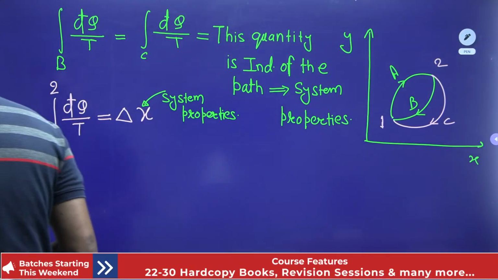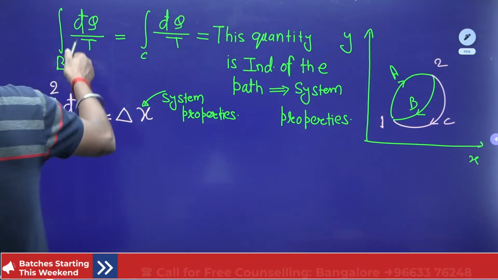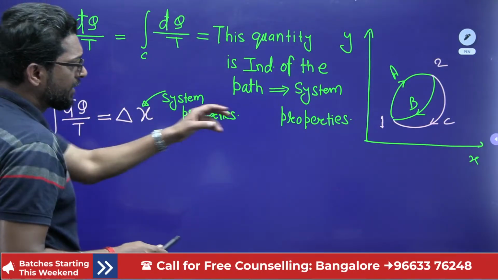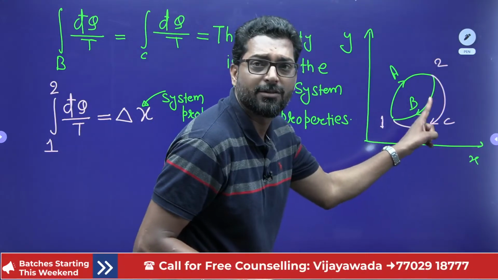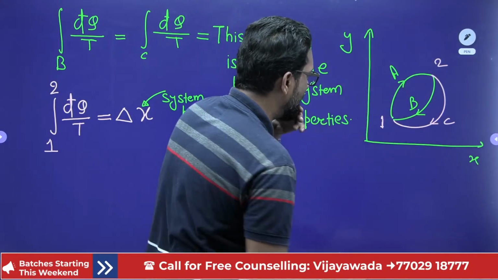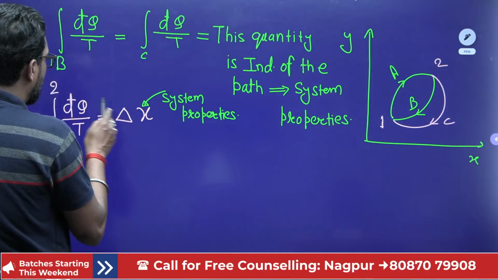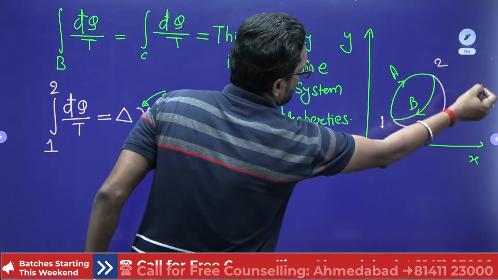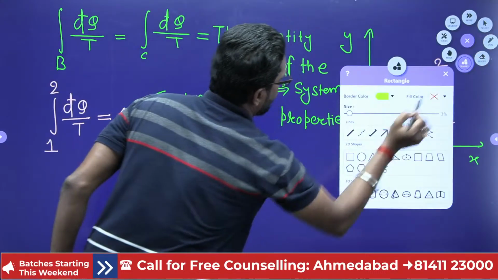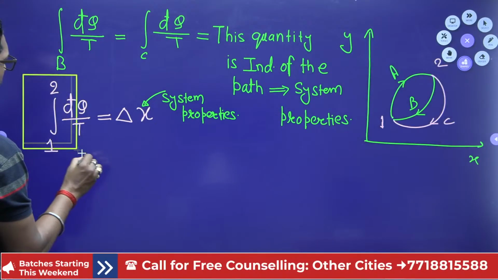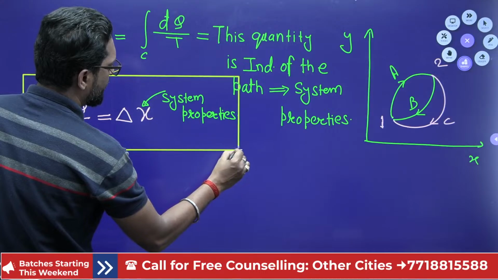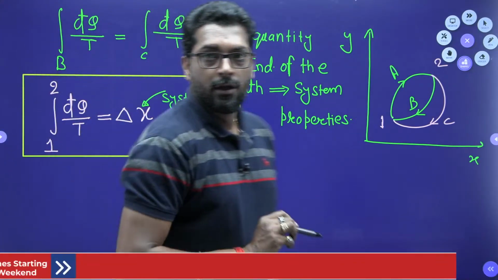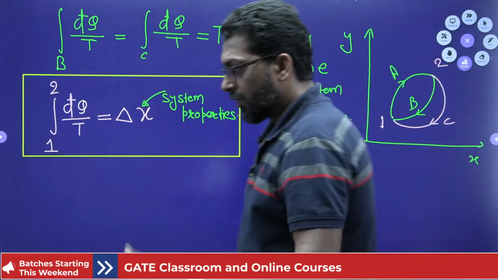That means the quantity dq by t for any reversible path, reversible path A, reversible path C, reversible path B, for any reversible path, this is your system property. Up to this, if there is any confusion, please ask me. Why? Because this is fundamental. Now we take your questions one by one, okay?